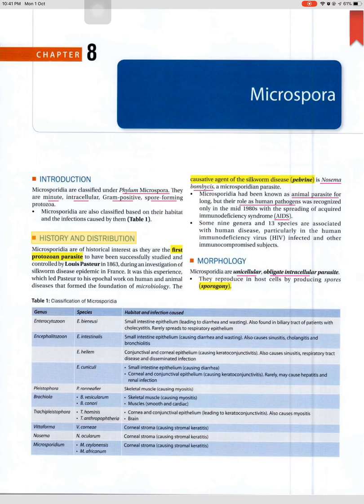Table 1. History and distribution. Microsporidia are of historical interest as they were the first protozoan parasite to have been successfully studied and controlled by Louis Pasteur in 1863. During an investigation of a silkworm disease epidemic in France, it was this experience which led Pasteur to his epochal work on human and animal diseases that formed the foundation of microbiology. Table 1. Classification of Microsporidia species.